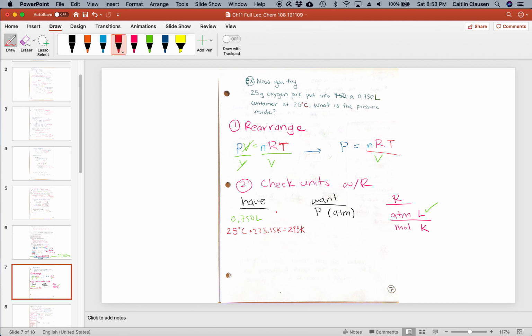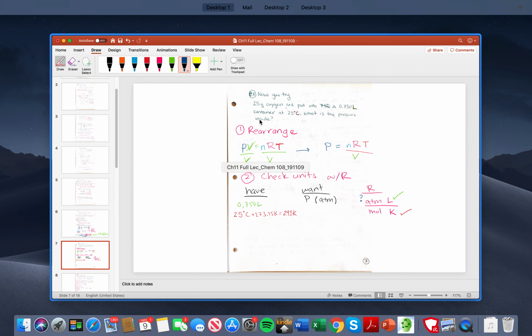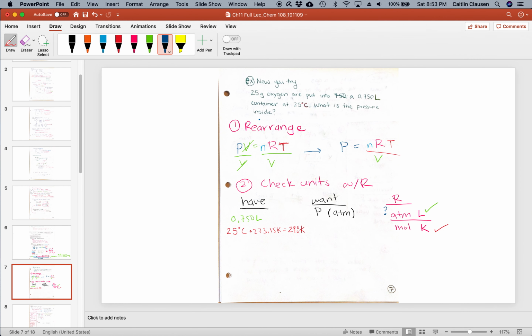And then, what about moles? So now our Kelvin, our temperatures match. We don't know the pressure, so that's our unknown. But how can we get moles? There's no moles in this equation. The trick in this case for moles is, what relates grams to moles? It's molar mass. So we have 25 grams of oxygen.